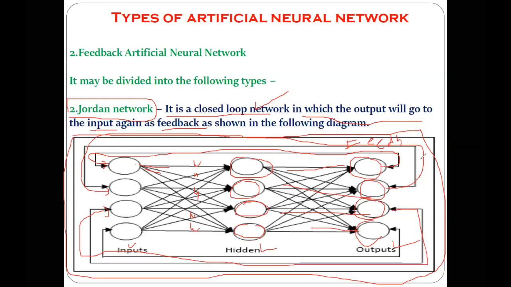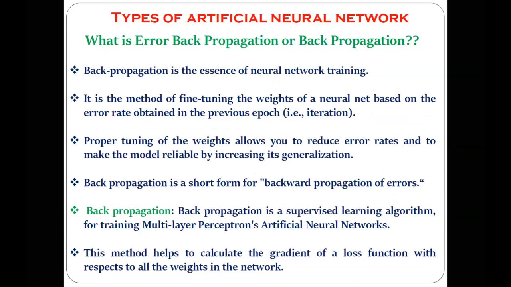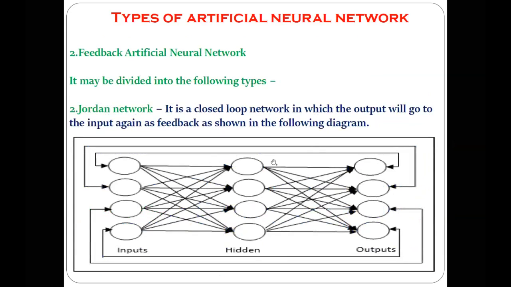Yes, sir. And this kind of feedback will continue until a satisfactory result is generated here. Understood? Until then this process will continue. So these are the two general types under the recurrent network, which is the category of the feedback artificial neural network. Okay, so that's it regarding the types of artificial neural network.